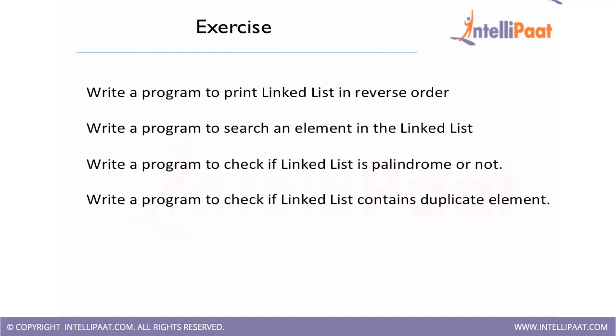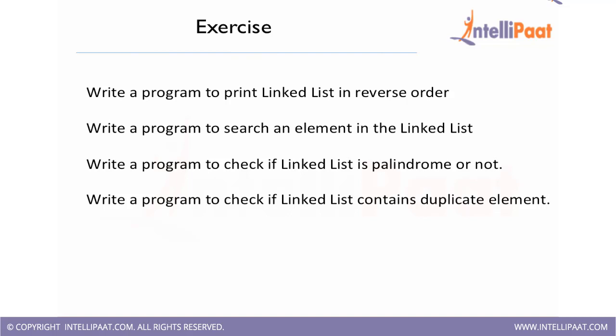Write a program to search an element in a linked list. This requires you to traverse through the linked list and find a particular element. Write a program to check if a linked list is a palindrome or not. A palindrome is like, if we reverse the linked list, the elements will match each other. So like 1 2 1 is a palindrome. If we reverse 1 2 1, it will be 1 2 1 again, so it's a palindrome. You need to find if a given linked list is a palindrome or not. The first problem, reversing the linked list, will help you in solving this problem.